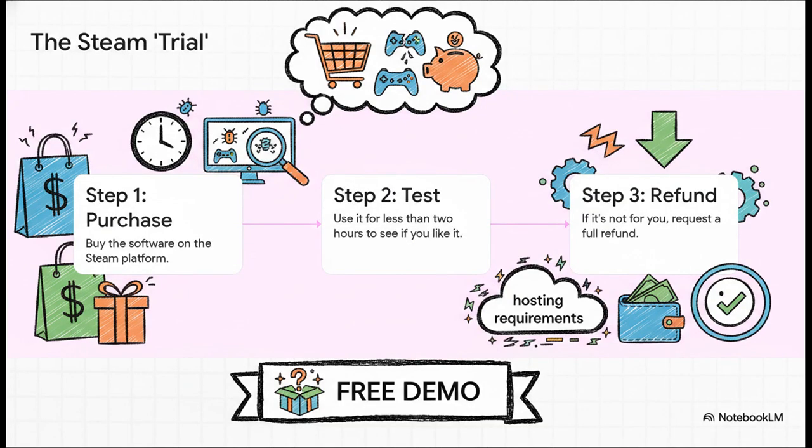And here's the trick, what I'm calling the Steam trial method. It's super simple. You buy the software on Steam, you play with it, you build some stuff, you test it for less than 2 hours. And if you decide, nope, not for me, because of the bugs or that hosting issue, you just request a full refund. Steam's refund policy basically turns into a free demo for you. It's the smartest way to find out for sure.